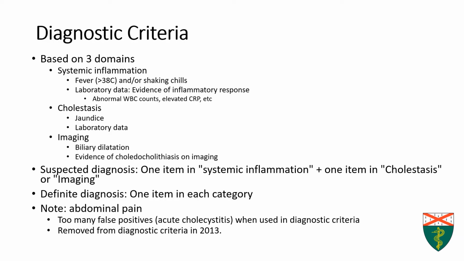Suspected cases will have 1 item in the systemic inflammation category and 1 item in the cholestasis or imaging finding categories. Definite cases will have an item in each of the 3 categories.